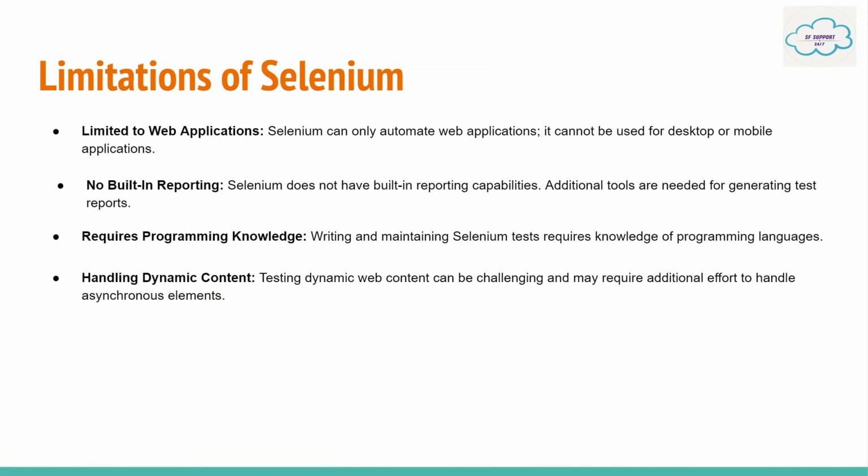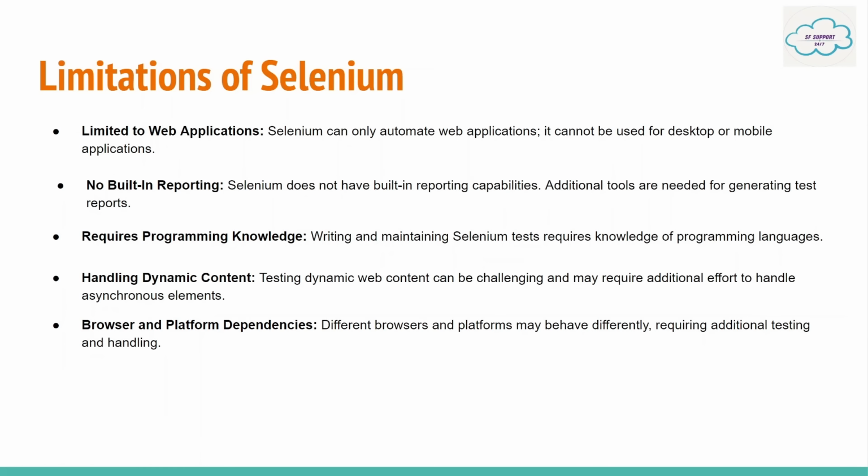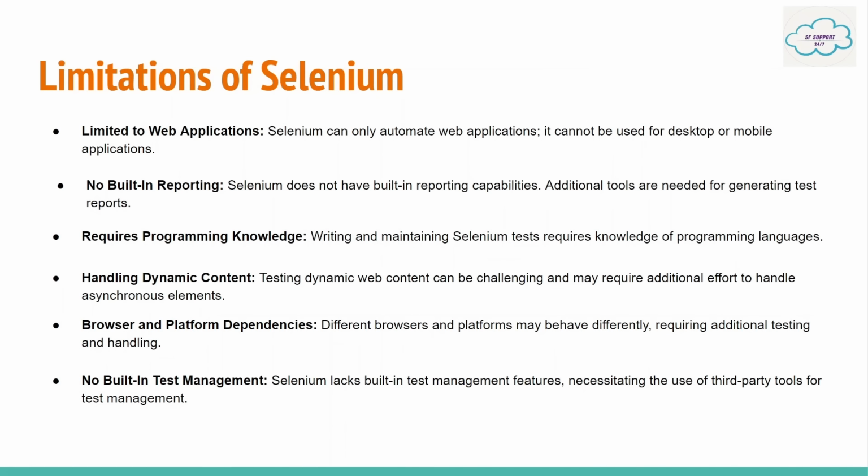Testing dynamic web content can be challenging and may require additional effort to handle asynchronous elements. Different browsers and platforms may behave differently because they go through security patches, upgrades, and those things. As a Selenium automated tester, you need to keep track of what the changes are and adjust your test scripts based on those. No built-in support for test management. Selenium lacks built-in test management features, necessitating third-party tools for test management. In the previous slide we saw, but this is a limitation. There are no test management capabilities in Selenium, but it integrates very well with other test management tools.